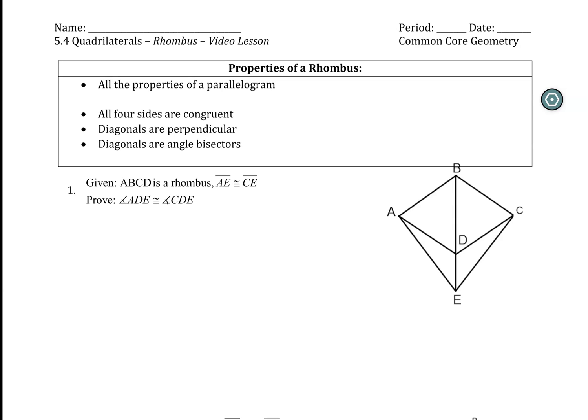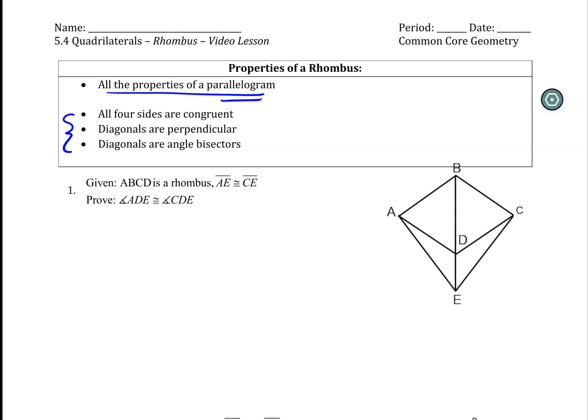Video lesson 5.4. We're going to talk about the properties of a rhombus. Like we discussed prior, a rhombus has 8 properties in total. The first set is that it has all the properties of a parallelogram, so that's 5 properties there. And then an additional 3 that make it unique, and specifically what makes it a rhombus versus just being a regular parallelogram. But in total, it's got 8 properties.